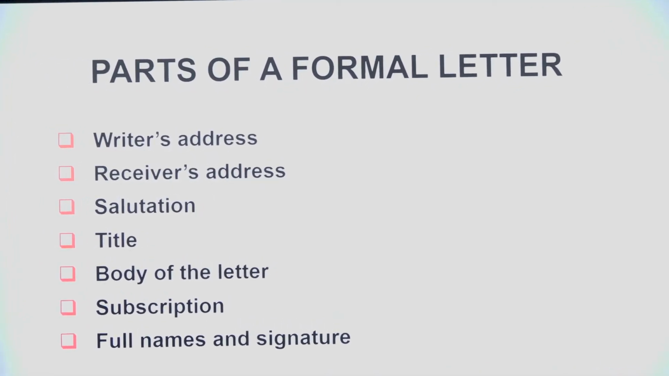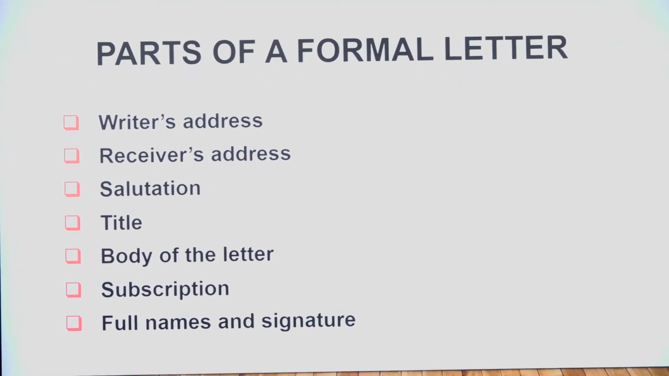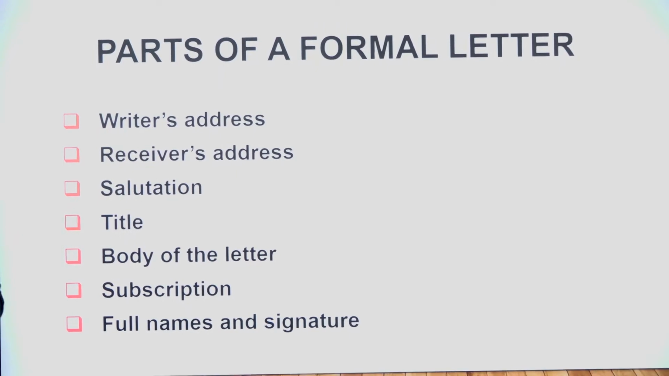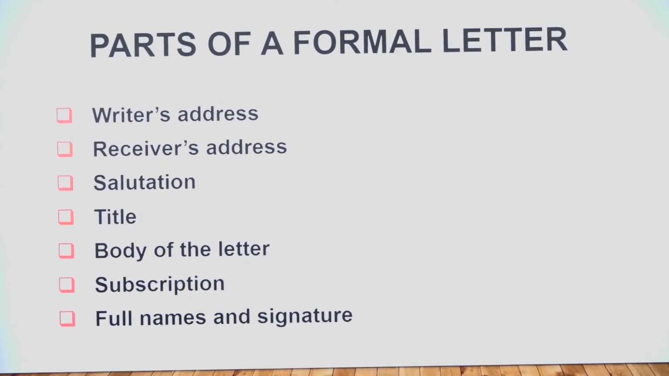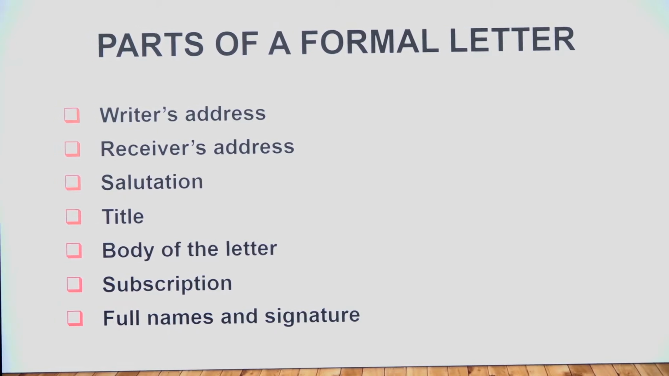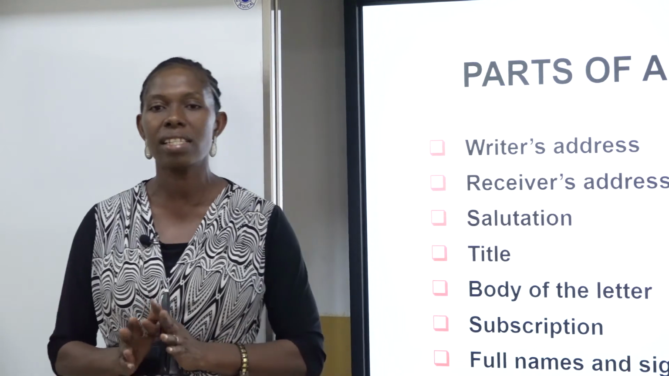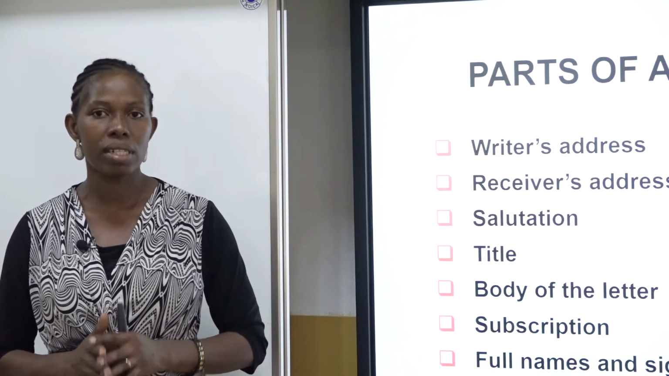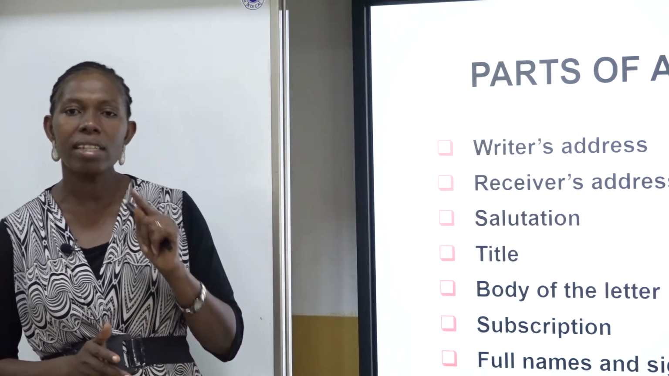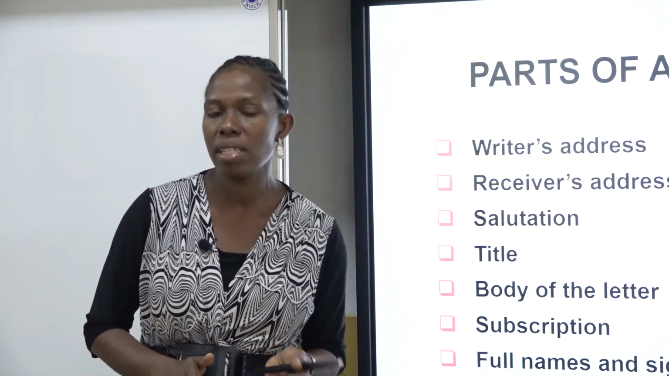Then you write the name of your school or the address of your principal. If you are writing to the state governor, the designation is the governor, then the state you are writing to. So that is the receiver's address. You don't necessarily need to add the date to the receiver's address. After the receiver's address, what comes next?